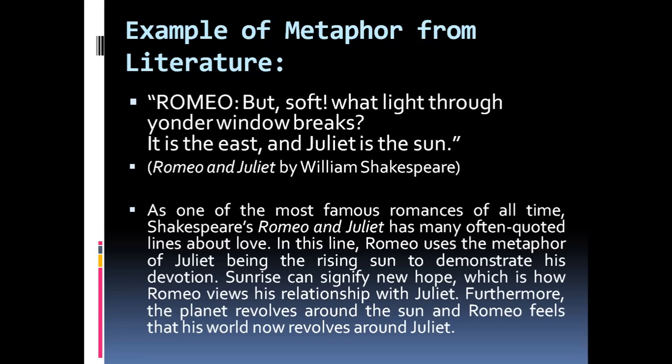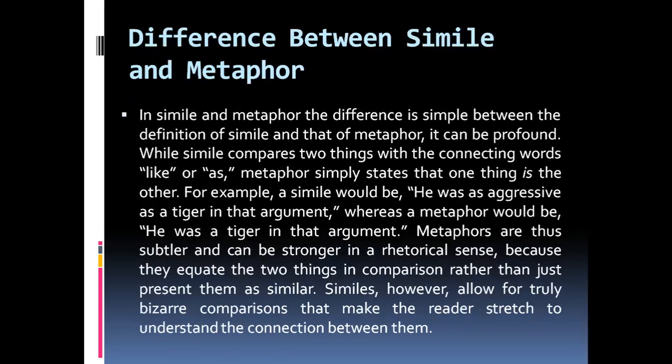So sunrise can signify new hope, which is how Romeo views his relationship with Juliet. Furthermore, the planet revolves around the sun, and Romeo feels that his world now revolves around Juliet. I hope it is clear to you.